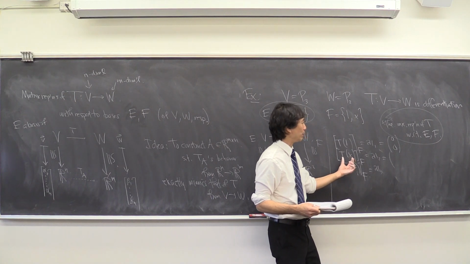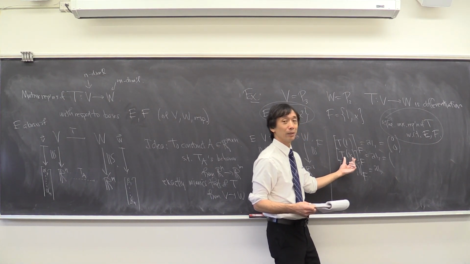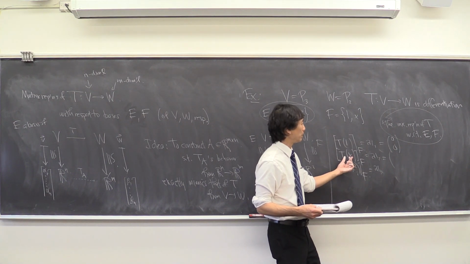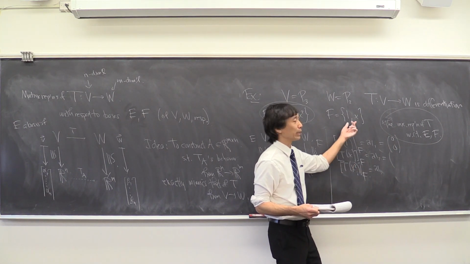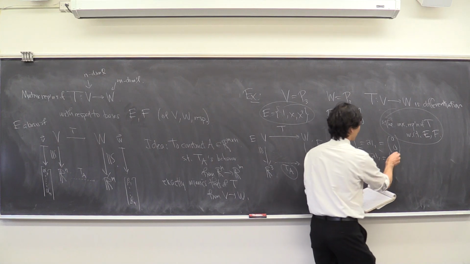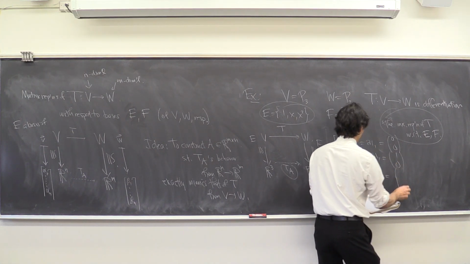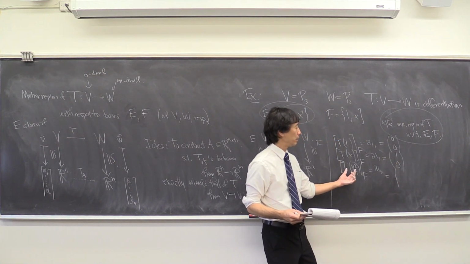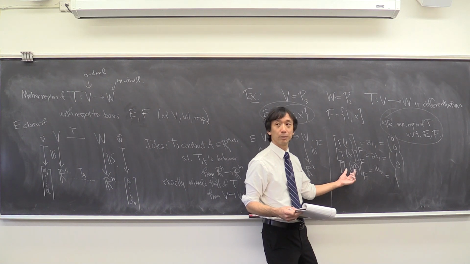What about vector B? What about A2? T of x is 1. What's 1's coordinate vector? 1, 0. And what about the last one? 0, 2. 0, 2.